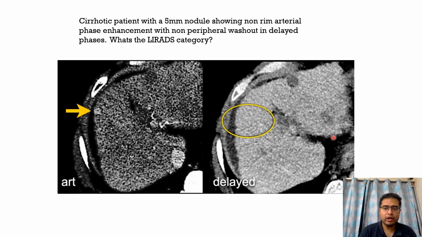Now coming to my next important topic of discussion, that is LI-RADS. I'll start this with a question. A cirrhotic patient with a 5 mm nodule showing non-rim arterial phase hyperenhancement and non-peripheral washout in the delayed phases, what category of LI-RADS does this particular lesion belong to? It's a cirrhotic liver, and there is a 5 mm nodule showing arterial hyperenhancement and washout in the delayed phases. That is typical of an HCC. Now, which LI-RADS category do you give this lesion? Typical HCC is LI-RADS 5. So will you give it LI-RADS 5?